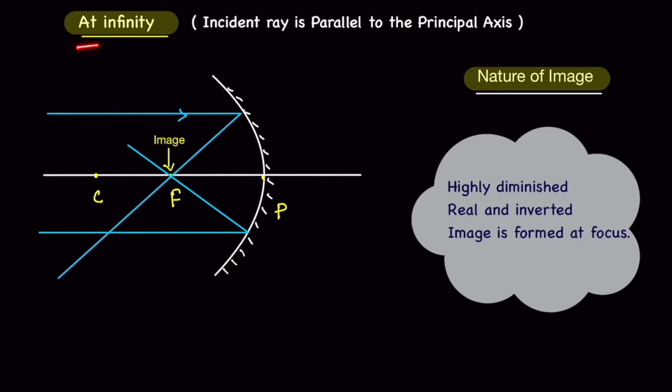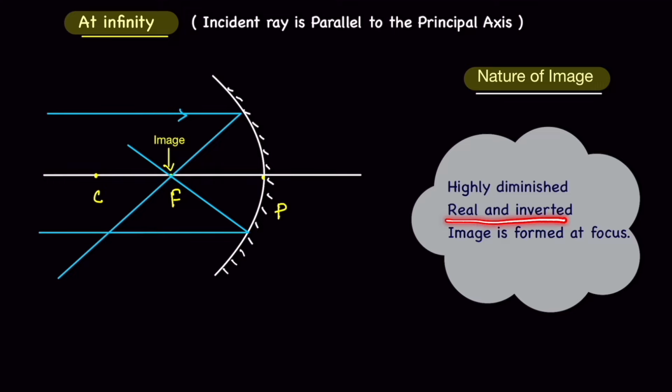When the object is at infinity, the incident ray is parallel to the principal axis. So if we have two incident rays, 1 and 2, this is our concave mirror. Both are parallel to the principal axis. Based on rule number 1, when the incident ray is parallel to the principal axis, it must pass through the focus. As you see, both the reflected rays pass through the focus and at focus the image is formed. Based on the diagram, the nature of the image is highly diminished because you see it's forming a dot here. So it's very small.